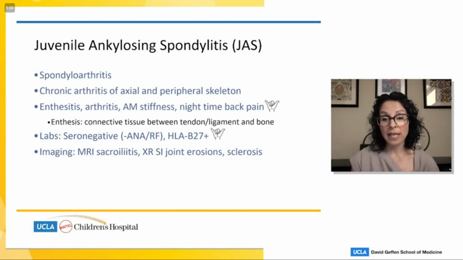You might get a history of nighttime back pain, where patients have gone through maybe 3 or 4 different mattresses because they're unable to get comfortable. That's a classic sign of an inflammatory back disease.